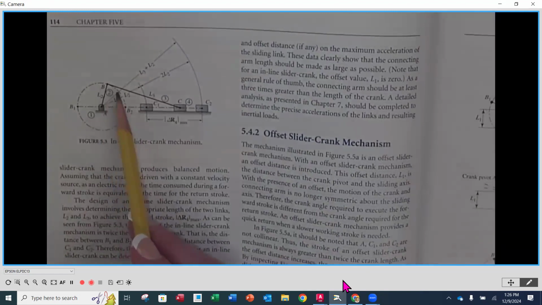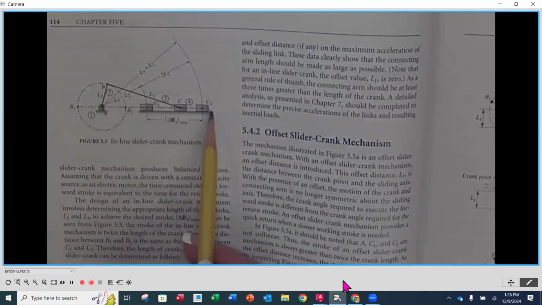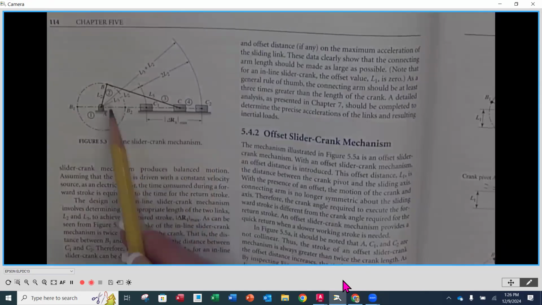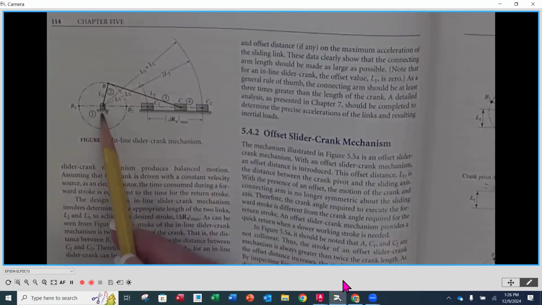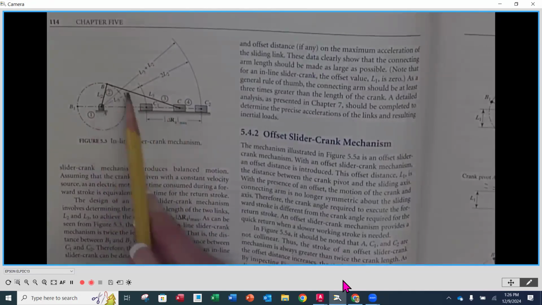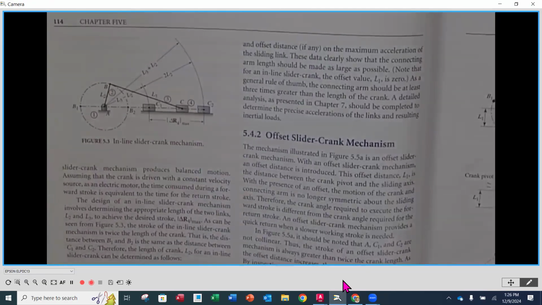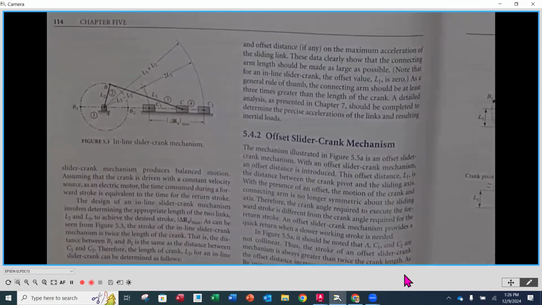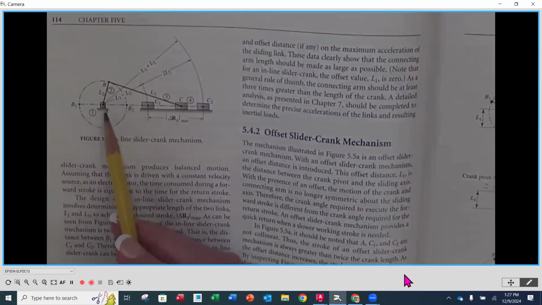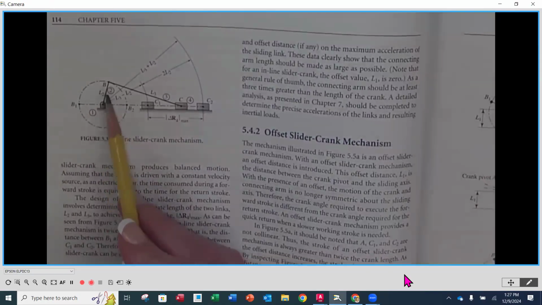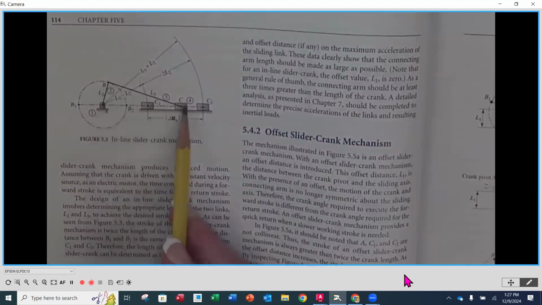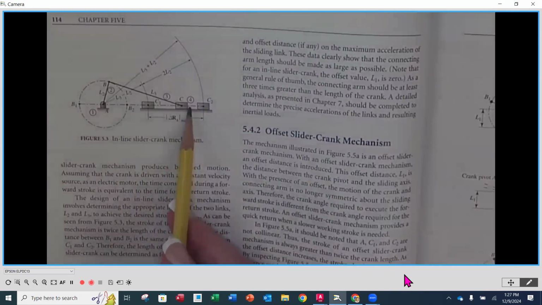As we look here, we have a slider crank mechanism. We have the slide right here, and then the crank is link number 2. Our frame is here at number 1, and our connecting rod is number 3. This is the conventional numbering system that we have used since module 1, at the beginning of the course. So number 1 is our frame, number 2 is our crank, 3 is the connecting rod, and number 4 is the slider.